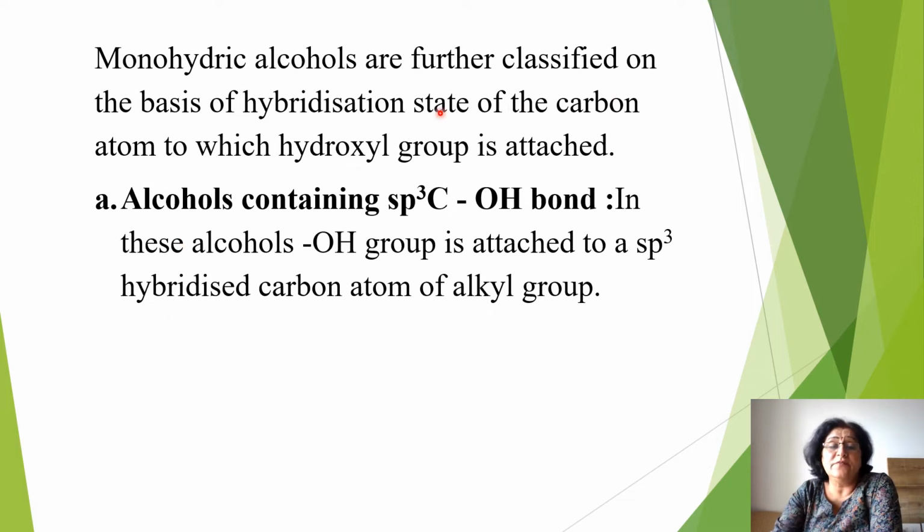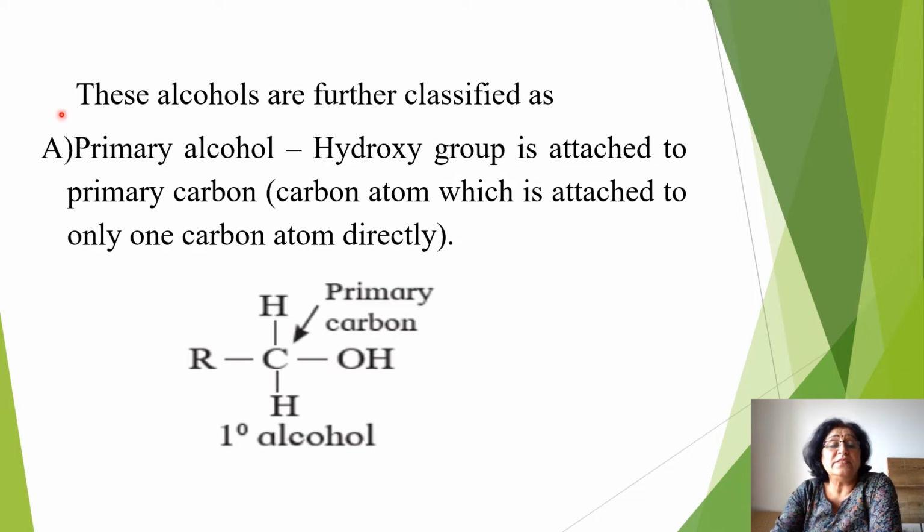Monohydric alcohols are further classified on the basis of the hybridization state of the carbon to which the OH group is attached. Alcohols containing an sp3 carbon and OH bond: in these alcohols, the OH group is attached to the sp3 hybridized carbon atom of the alkyl group. These alcohols are further classified as primary alcohol, secondary alcohol and tertiary alcohol.